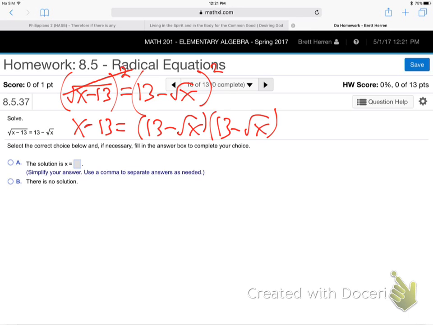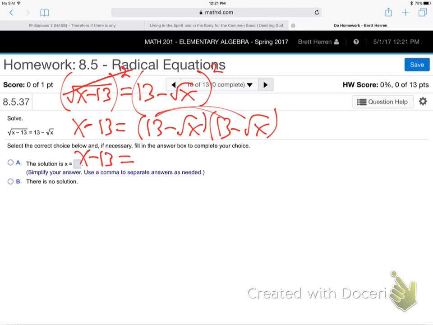Everybody see that? On the left side, there was just one big root over the whole thing, so it just tore off the root. No big deal. But on the right side, there's 2 things. There's a 13 and a minus root x. You have to write parentheses and FOIL and all that.